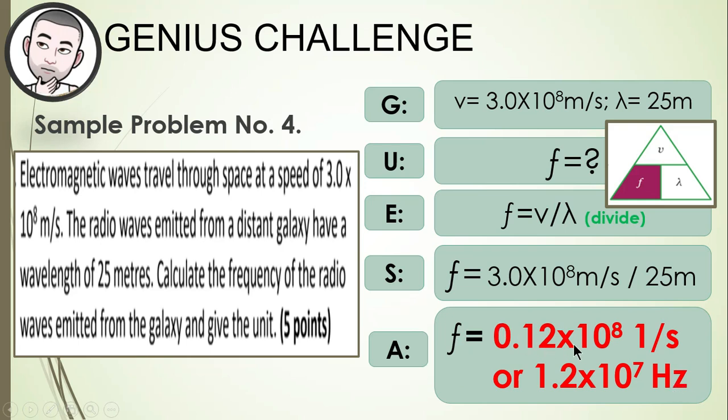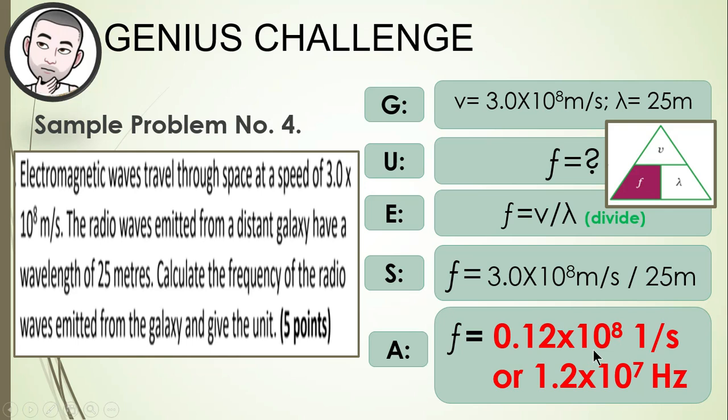Now look at the answer. The answer is in decimal form, so we have to make it in a whole number. So we will just move this decimal point to the right to make it a whole number. So it looks like this one, 1.2. And then copy the base and exponent. But as you can see, the exponent here changes into 7.